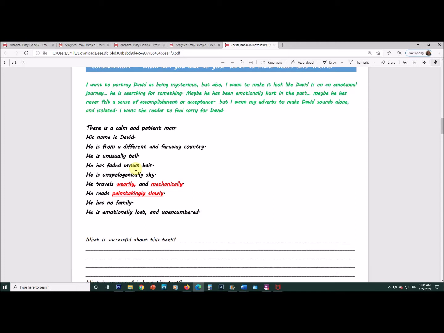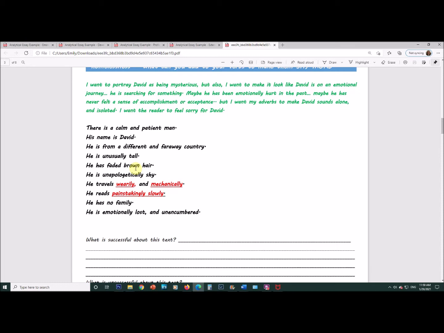So there is a calm and patient man. His name is David. He is from a different and faraway country. He is unusually tall. He has faded brown hair. He is unapologetically shy. He travels wearily and mechanically. He reads painstakingly slowly. He has no family. He is emotionally lost and unencumbered.